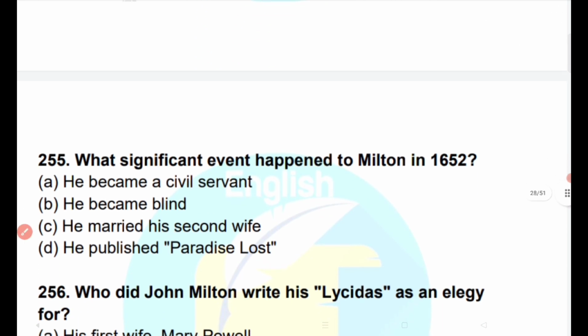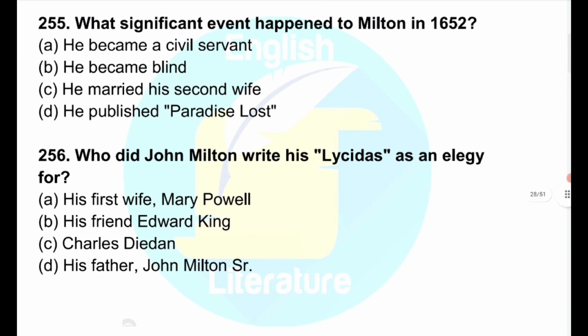What significant event happened to Milton in 1652? Option B, he became blind. In 1652, John Milton became completely blind, likely due to glaucoma. Despite his blindness, he continued to write, dictating his work to his daughters and assistant. Paradise Lost was written after he became blind, dictated to an aide.